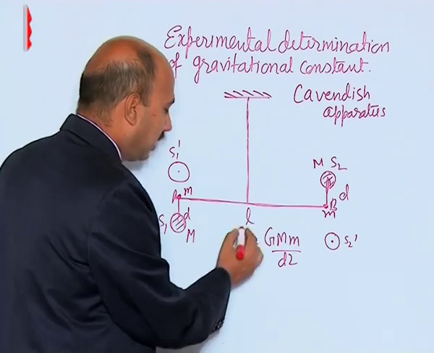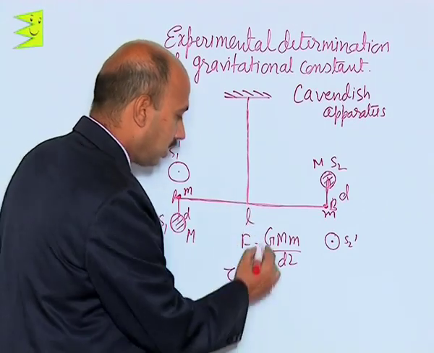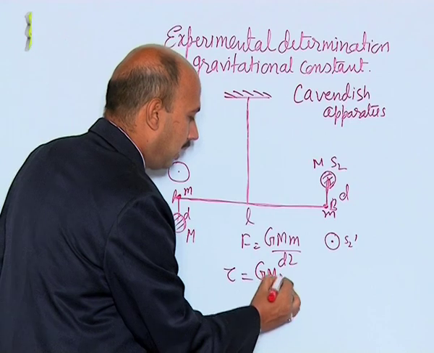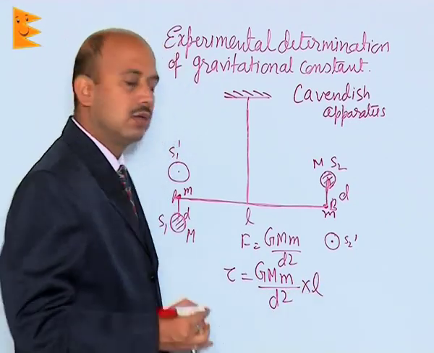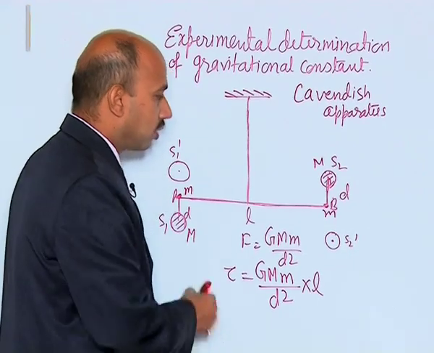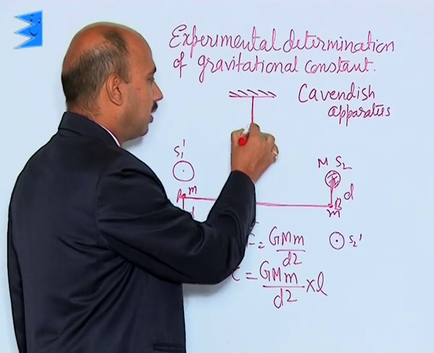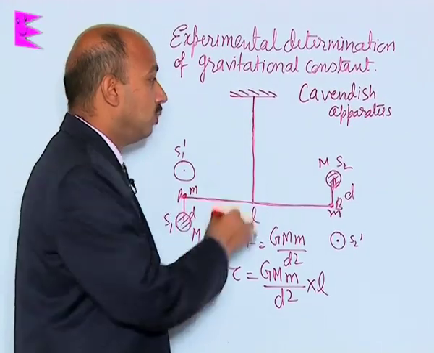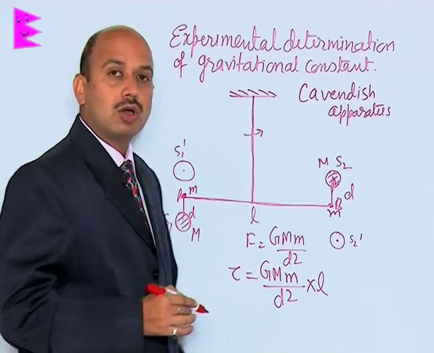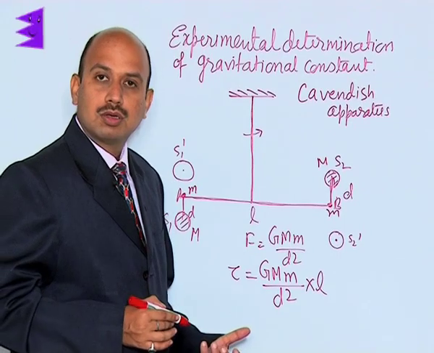So we can calculate the gravitational torque. Gravitational torque tau is equal to GMm upon d square into L. So this is the gravitational torque. As this rod rotates, the wire used for suspension also gets twisted, and there is a torque in this wire. That torque is known as restoring torque.